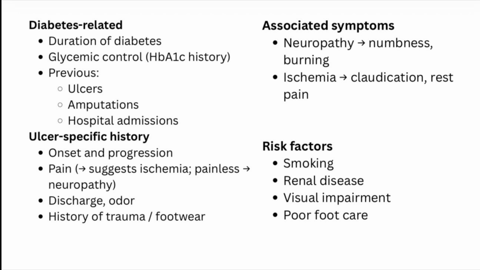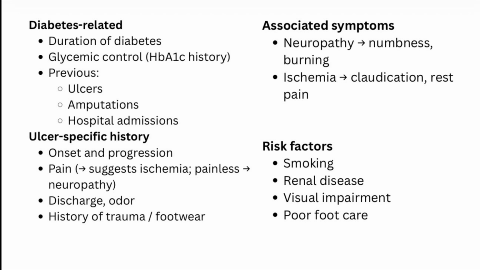Next, we focus on ulcer-specific history. We ask about the onset and progression of the ulcer. Pain is an important clue. Pain suggests ischemia, while a painless ulcer suggests neuropathy. We also ask about discharge or foul odor, which may indicate infection. Additionally, history of trauma or inappropriate footwear should be explored.